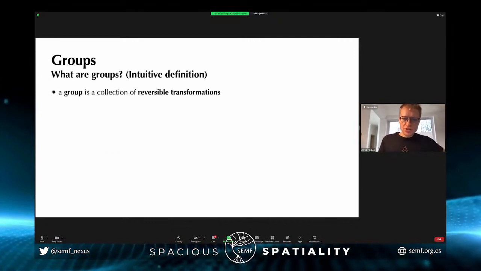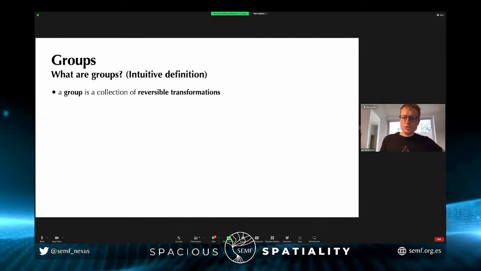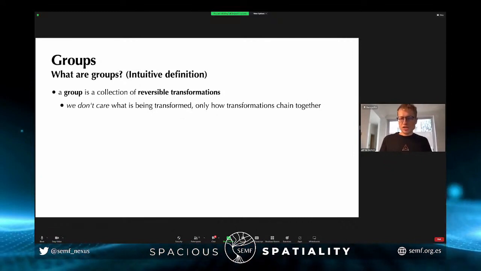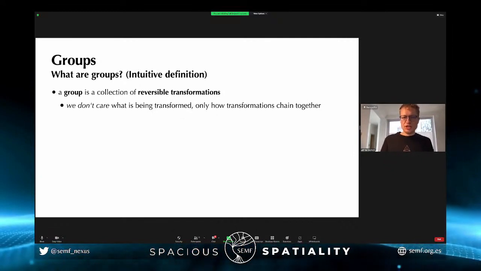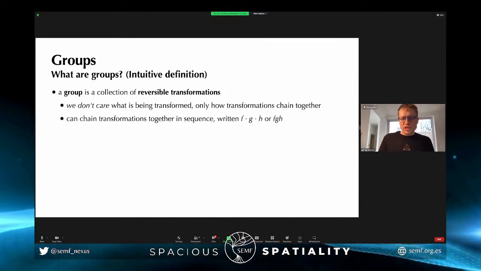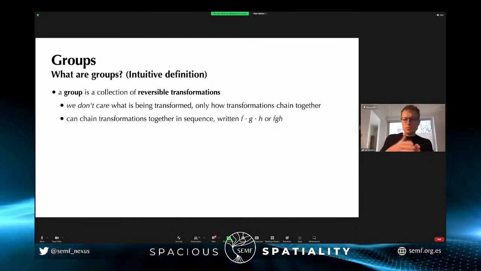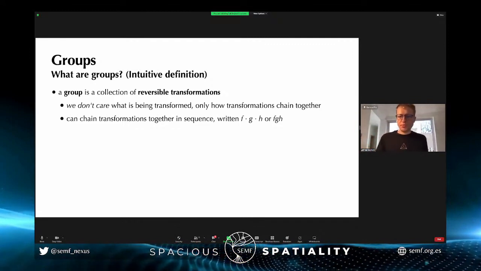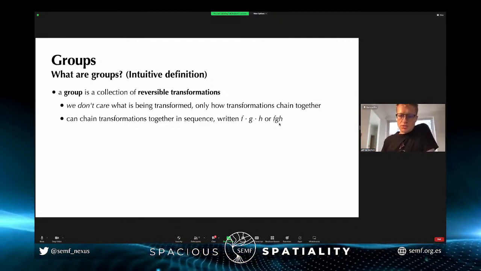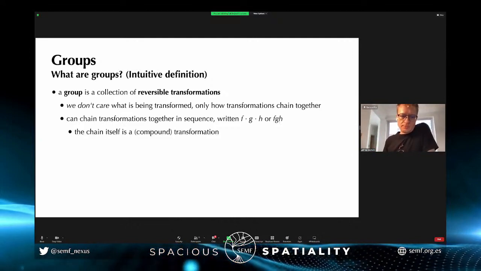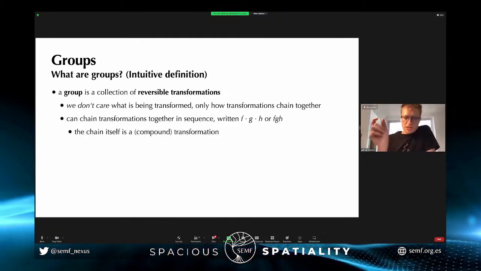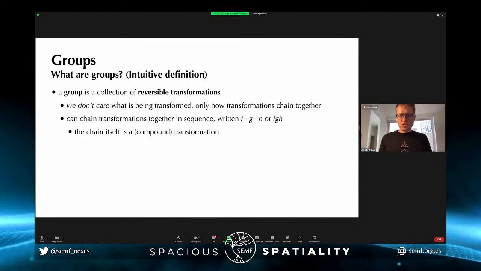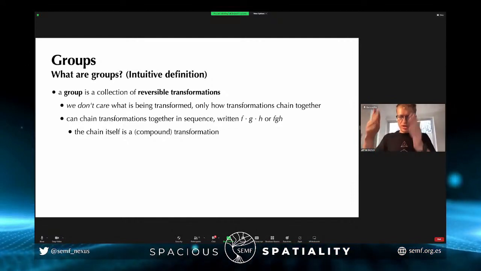So the intuitive definition is that a group is a collection of reversible transformations. So we don't care what's being transformed. We only care about how those transformations chain together and how they affect each other. We can only chain transformations together in a sequence, a temporal sequence. So first this transformation, then that one, and you're applying them one after another to something. We'll write this chain sometimes with dots or just by putting the symbols next to each other. And the important part is that that chain itself is a transformation, because you ignored the individual ingredients and you treated the whole thing like a transformation, doing all three things one after another together.